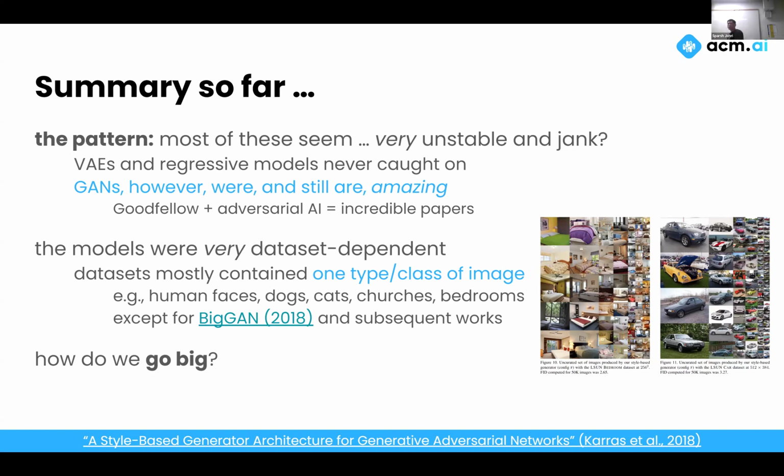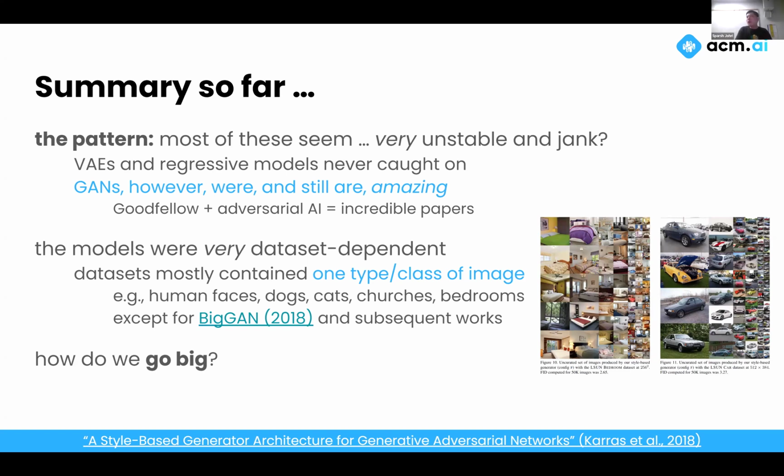So the summary so far is, the pattern is that most of these things seem very, very unstable and janky. Like, as you were mentioning, GANs seem very unstable, right? Autoregressive models, I talk about autoregressive models in a private class, never caught on, but GANs, however, are still very amazing. There are papers out there that still use GANs to this day. But these models were very dataset dependent, right? You can usually only generate one class of images, like human faces or cats or dogs. The most people have scaled these up is ImageNet, which is just 1,000 different classes. But it's a very limited type of image.